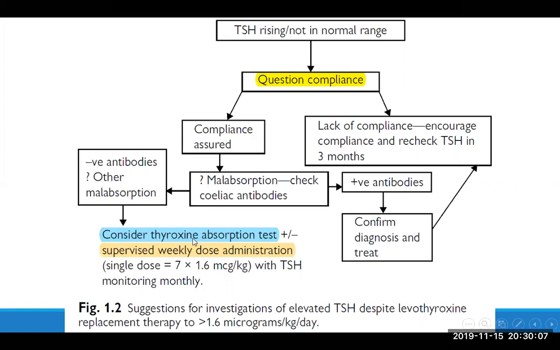The basis of this test is that the half-life of thyroxine is about 6 days. We give a supervised weekly dose of levothyroxine in the clinic. We must multiply 1.6 microgram levothyroxine, which is the daily dose, by the kilogram weight, multiplied by 7 days, the days of the week. We give this dose as a single weekly dose to our patient, and after that, we must check TSH after 1 month.